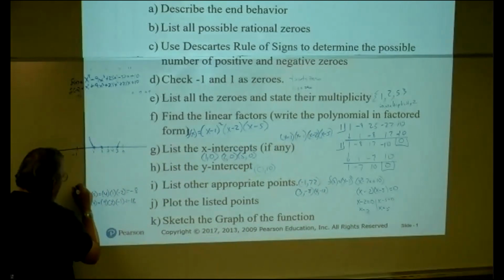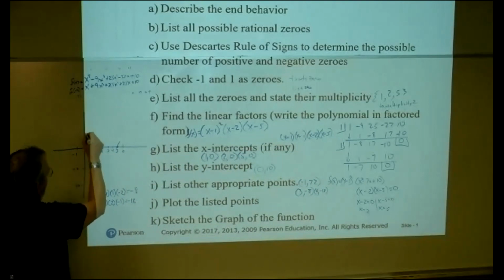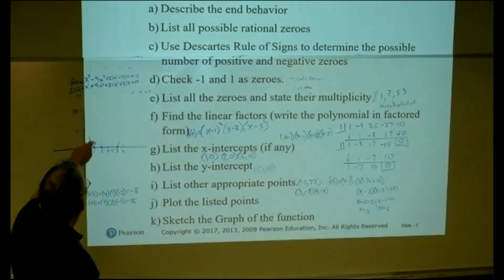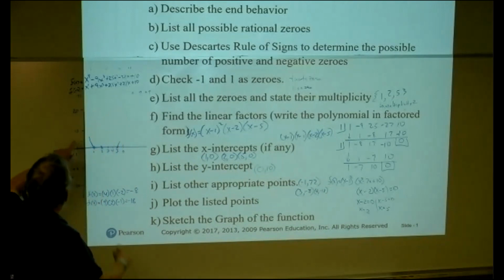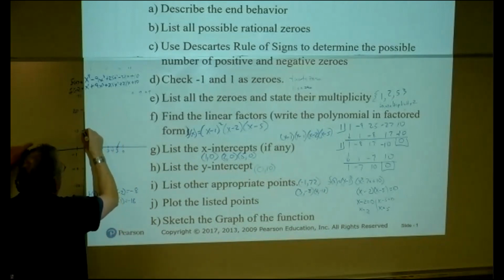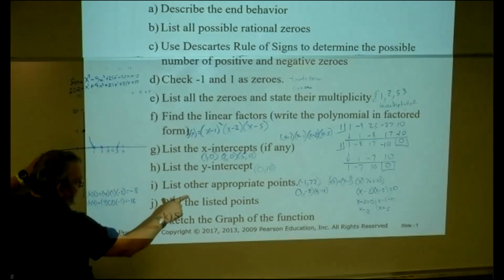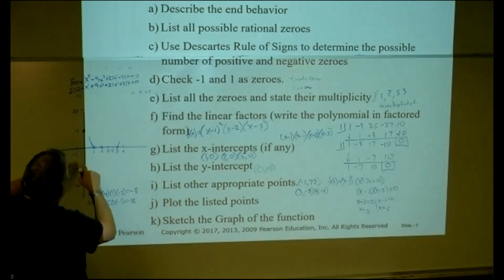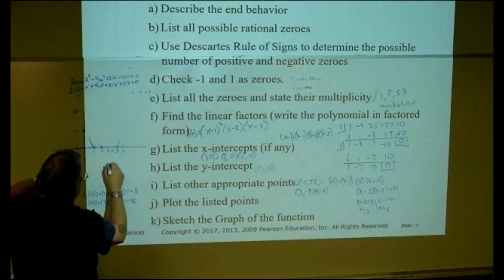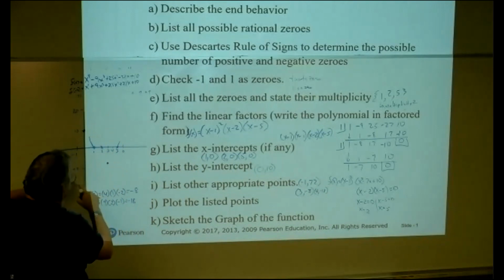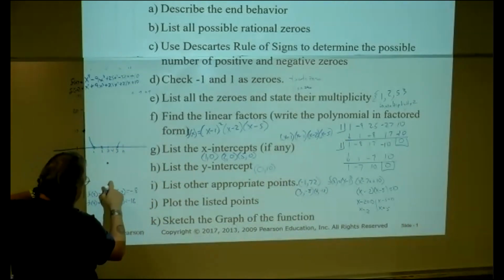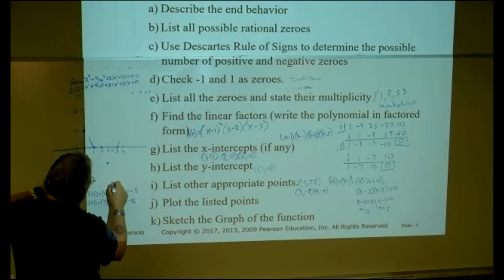So I'm going to go down to negative 20. And this will be negative 10. And so here we'll have 10 and 20. The y-intercept is at positive 10. At 3, it's at negative 8, which is going to be about here. And at 4, it's going to be at negative 18, which is about here.